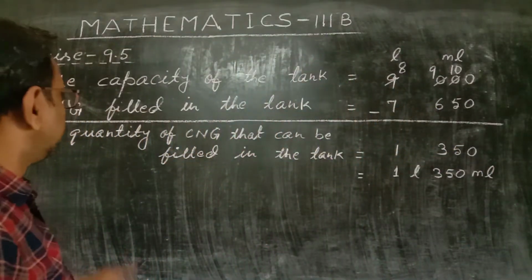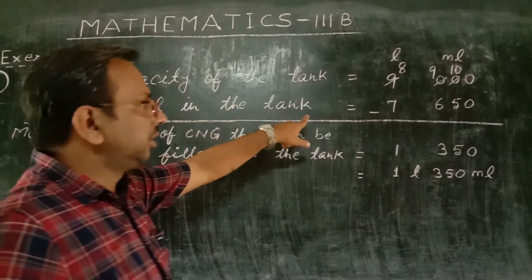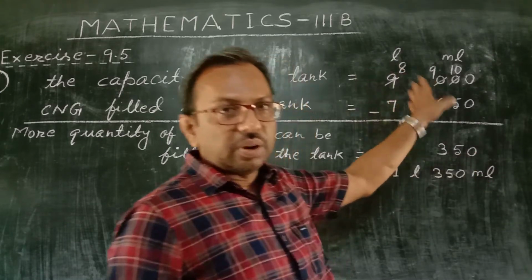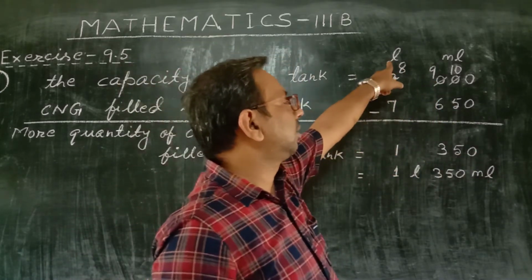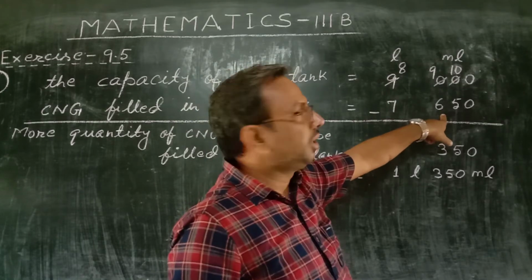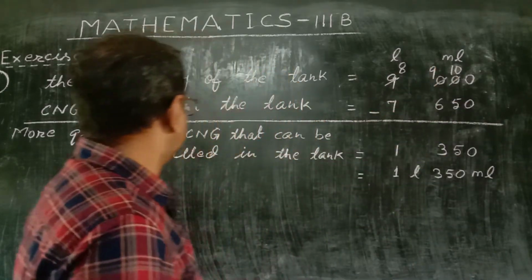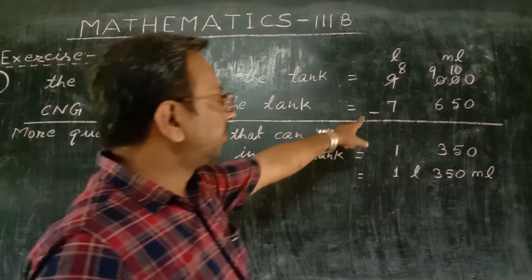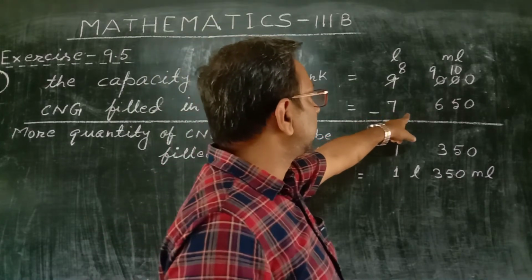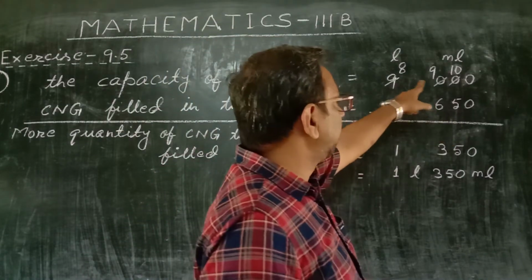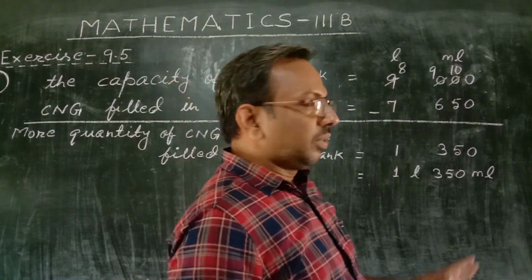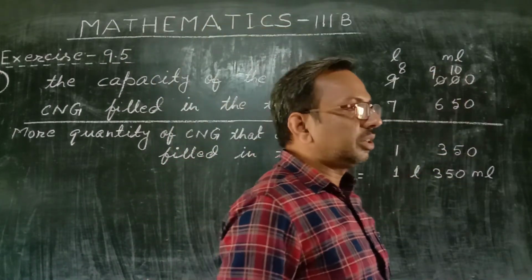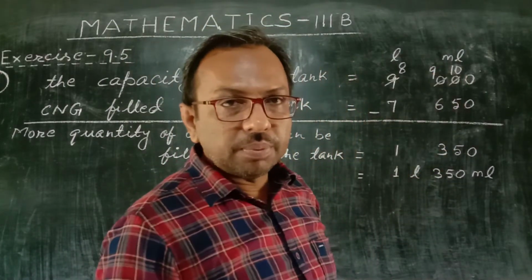And CNG filled in the tank equal to 7 liter 650 milliliter. As per the columns I have arranged, I wrote this 7 in the column of liter and this 650 in the column of milliliter. Then more quantity of CNG that can be filled in the tank equal to, we will do subtraction. We'll subtract 7 liter 650 milliliter from 9 liter. At first, we subtract the smaller quantity. Milliliter is a smaller quantity than liter. So we subtract the column of milliliter.